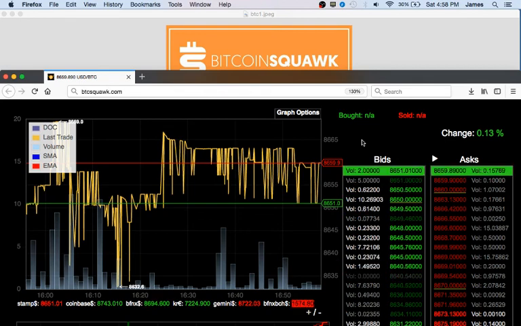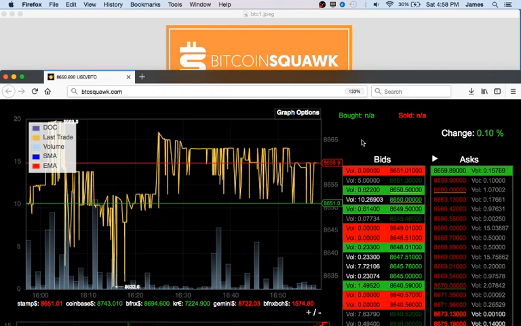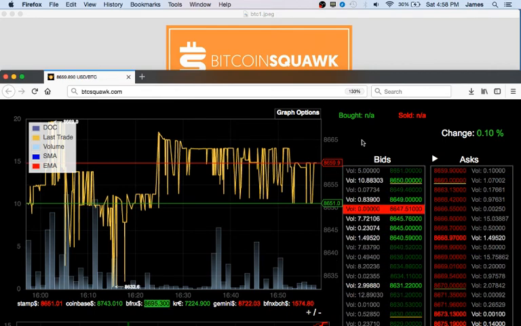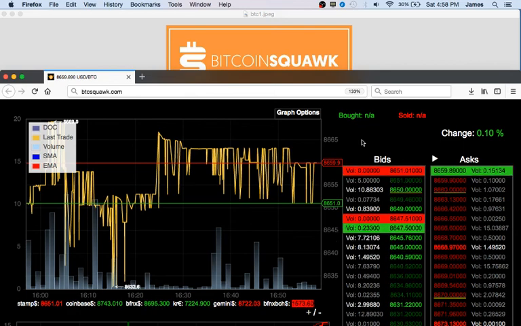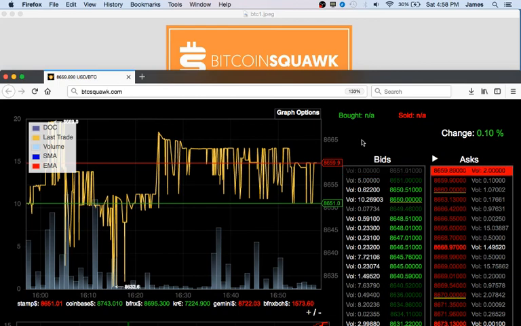50 bid, offered now 59. Chopping it up. 51 bid, offered now 59. Choppy. 51 bid, offered now 59. Bid now 51, offered now 59.